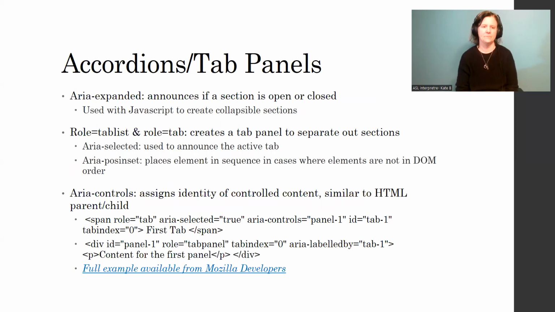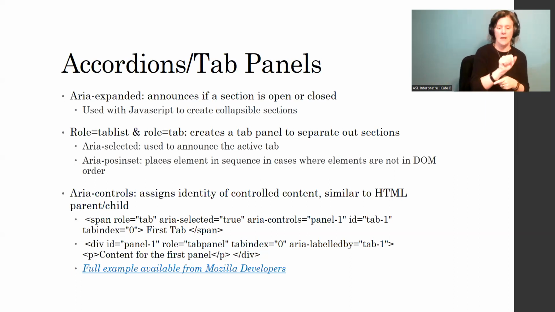All right, accordions and tab panels. Certainly. Accordions and tab panels can be used with ARIA to make them work well with screen readers. One of the first ones, ARIA expanded, can be used to announce whether a section of, say, an accordion is open or closed. These can be used, for example, on a frequently asked questions site. You have an option for each question that can be expanded or collapsed. You'd use this here to let the person know whether or not the section is expanded.